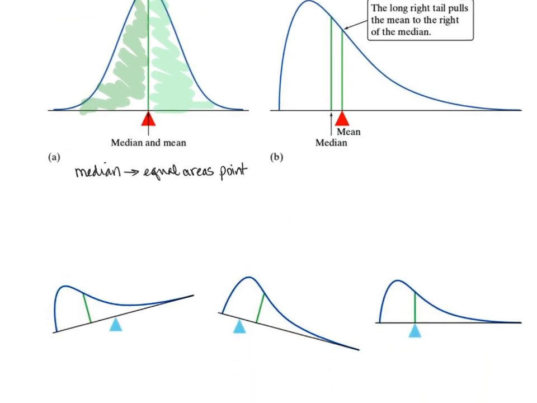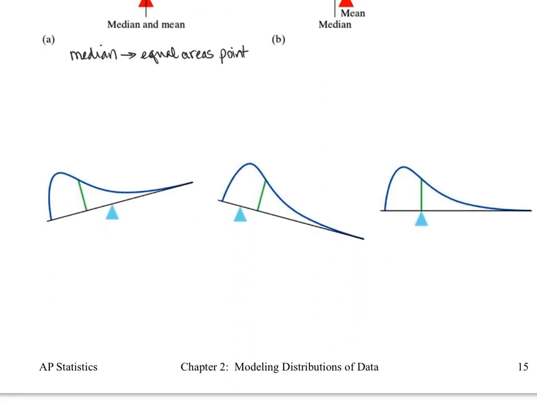The mean is what we call the balance point in the distribution. If you can imagine that your density curve is solid and you're trying to put a pencil underneath it so that it will be perfectly balanced, where you see that happening, that's where you can think of the mean being.